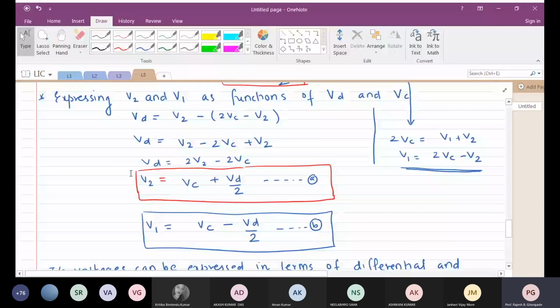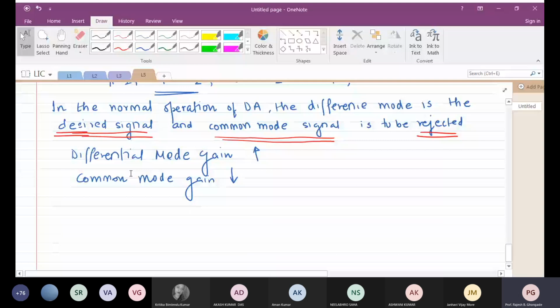So do you want to amplify the noise or the signal? Signal, obviously. So the common mode signal, which is the noise in most cases, will have to be attenuated, whereas the differential mode signal, which is the actual information, is what we want to amplify. Got it now?